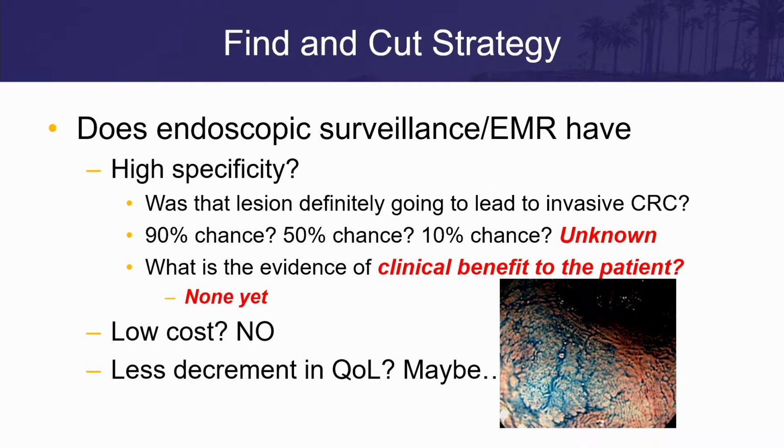Another strategy that's been proposed is to find dysplasia and cut it out, do surveillance and EMR. Does that have high specificity? The thing is, we don't really know for a given lesion, was it definitely going to lead to invasive colorectal cancer? If it's the kind of thing that's visible without chromo that you would have found in the olden days with 10 to 20 biopsies, that's probably high risk.